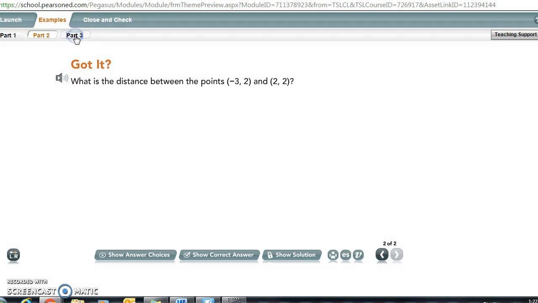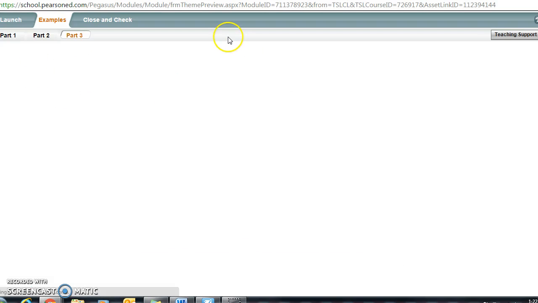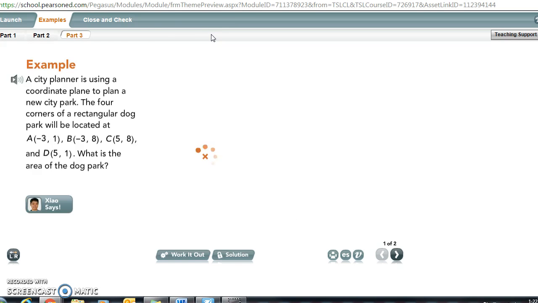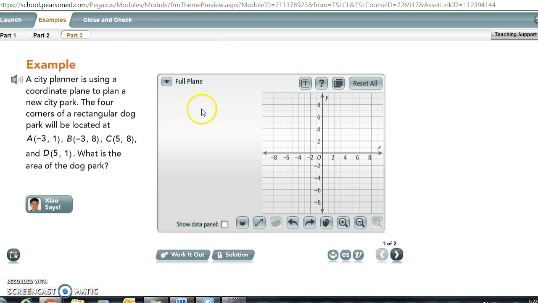And I am going on to part 3. A city planner is using a coordinate plane to plan a new city park. The 4 corners of a rectangular dog park will be located at A (-3, 1), B (-3, 8), C (5, 8), and D (5, 1). What is the area of the dog park?